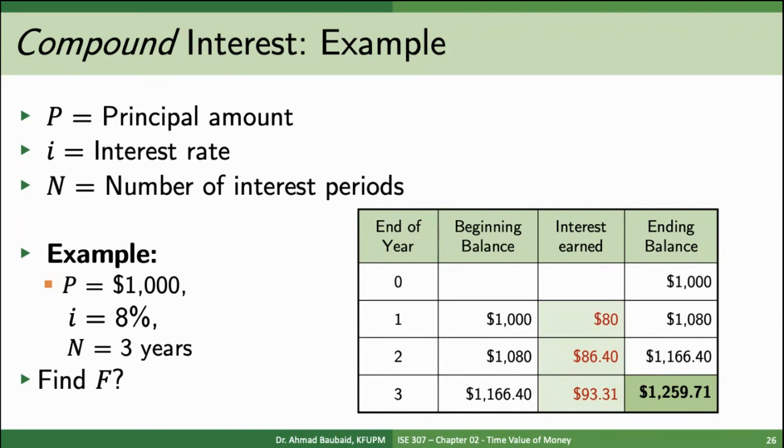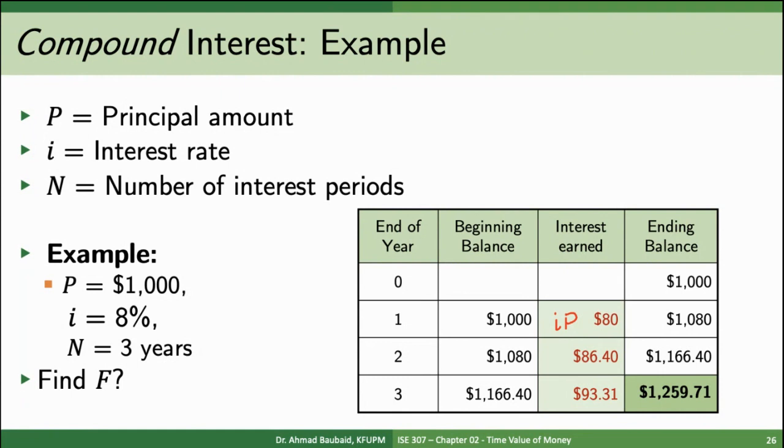Here's what it looks like. In the beginning, you have $1,000, same as before. In the first year, nothing actually changes, because it's still the interest times the principal, IP, like before. That's why you get 80. Then you add that to the $1,000, and your ending balance at the end of year one is $1,080.